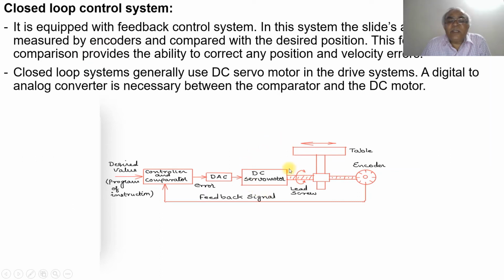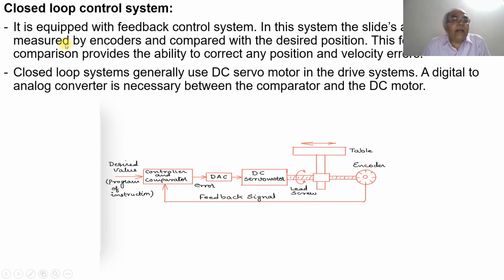That means when the instruction is given, x is equal to 100, y is equal to 50.00, whether it has moved to that particular position or not has to be recorded. That recording takes place by the encoder. The encoder will measure the exact value. Suppose x is equal to 100.000, the encoder may say 99.995 or 100.0005. Then it is compared with the desired position, x is equal to 100, y is equal to 50.00.